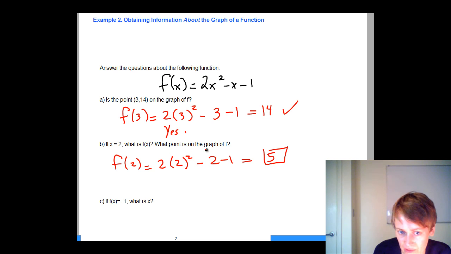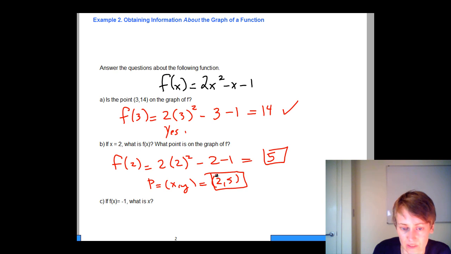What point is on the graph of f? So a point is always x comma y. I just wrote it as p. So in this case, x was 2 and y was 5. So that's the answer to that second question, 2 comma 5.